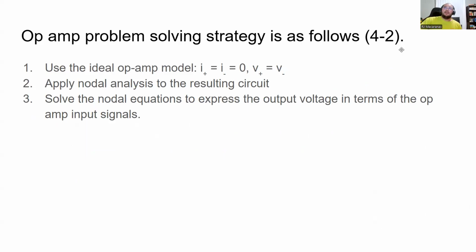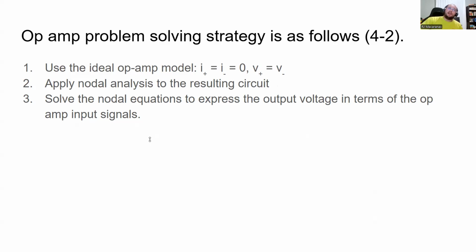And I think the next part is really just talking about this problem solving strategy. So basically, we're just using the ideal op amp model, where the input currents are always going to be zero, and the voltage at the non-inverting terminal is always going to be equal to the voltage at the inverting terminal.